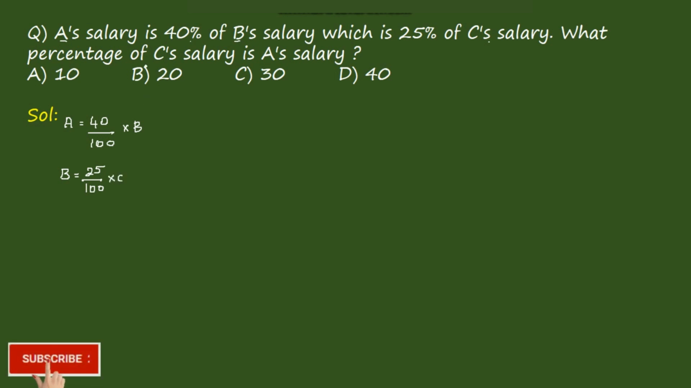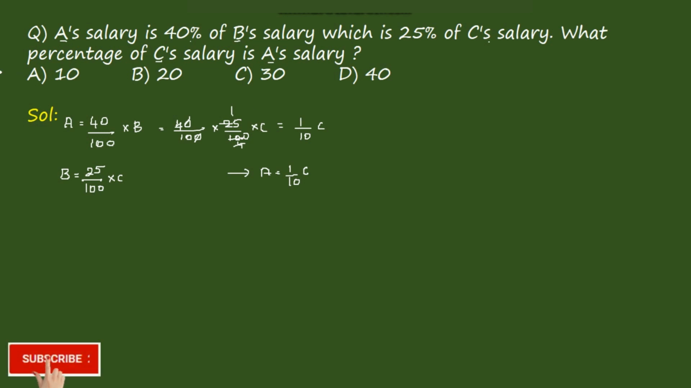Now they are asking what percent of C's salary is A. From this we can find the relationship between A and C. Then we get 40 by 100 into B is equal to 25 by 100 into C. This 0 gets cancelled. 1 side goes by 4 side. 4 gets cancelled. So we can consider that it is equal to 1 by 10 C. So we got an equation that A is equal to 1 by 10 C.